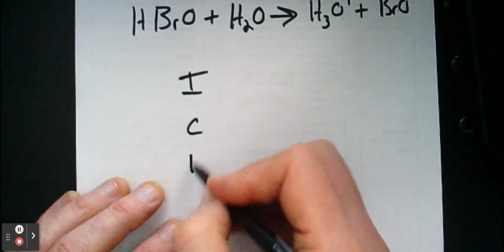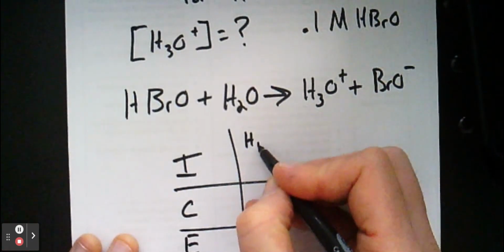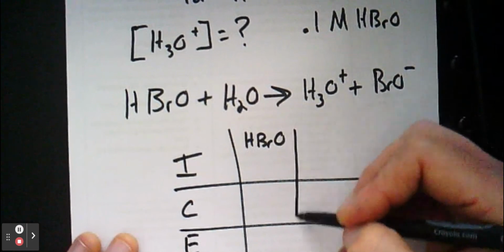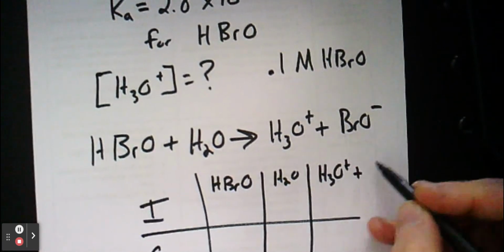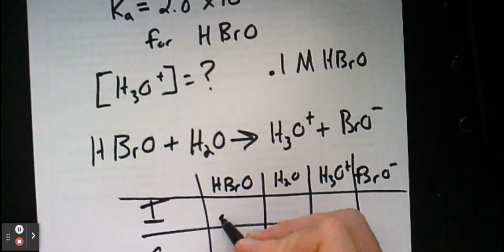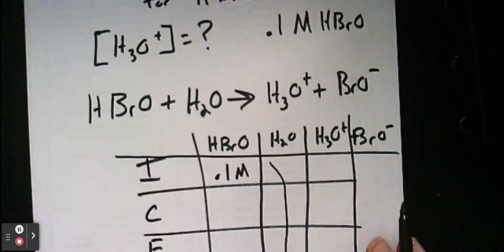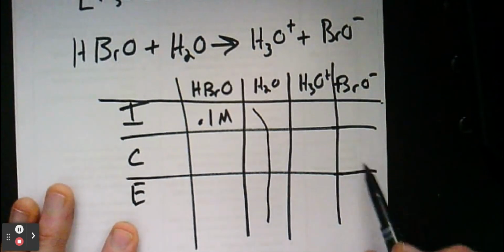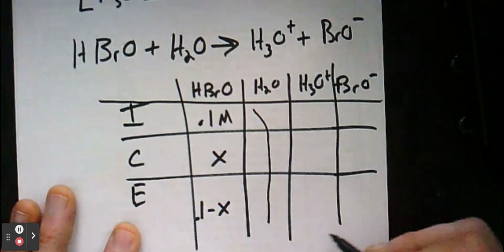So now I set up my ICE table. Now, in this case, I don't put water in because I can either leave it out entirely or put it in and ignore it. It's the same thing. So there's my reaction. Okay, I'm going to start with 0.1 molar. Water doesn't matter because it's not going to be in our equilibrium expression, our law of mass action. So now this is going to go down. It's going to dissociate to some degree.